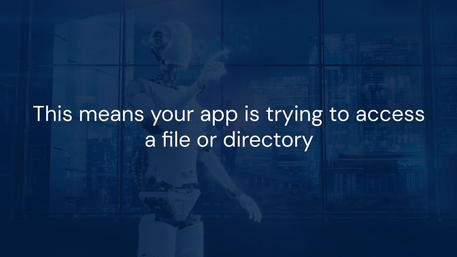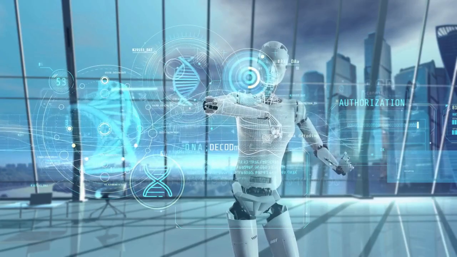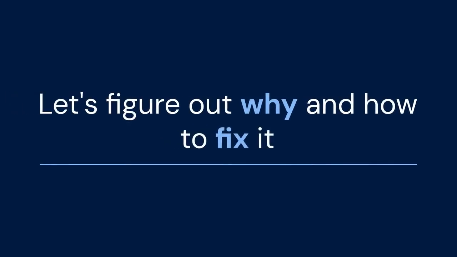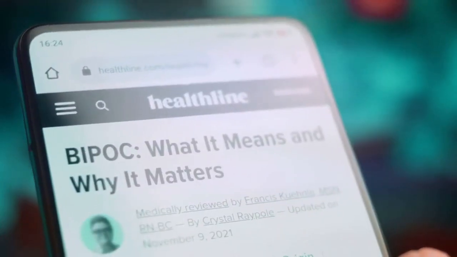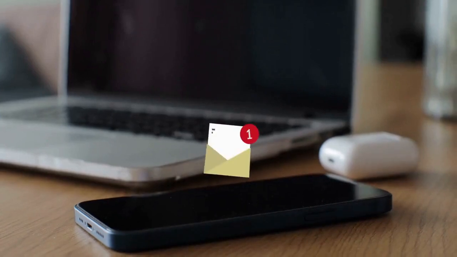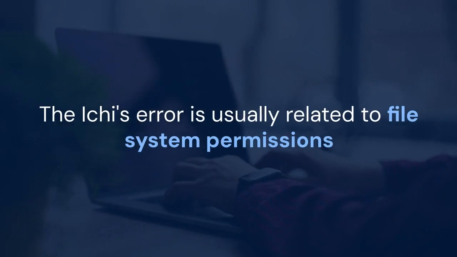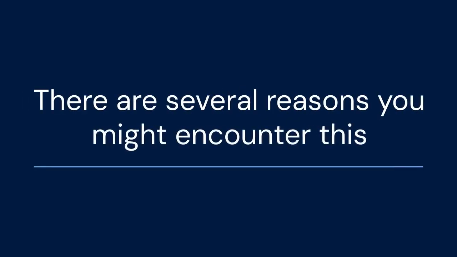This means your app is trying to access a file or directory, but Android is saying nope, you don't have permission. Let's figure out why and how to fix it. First, understand that Android's security model is strict. It protects user data. The EACCES error is usually related to file system permissions. There are several reasons you might encounter this.